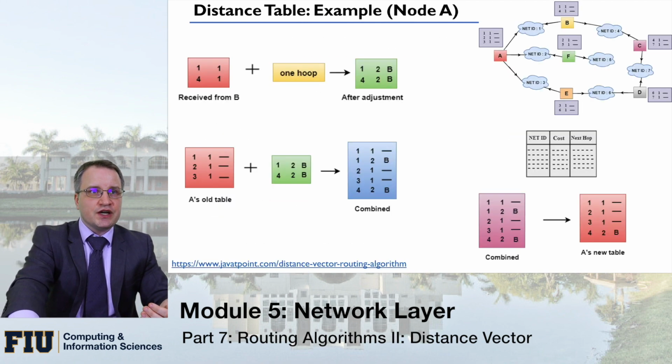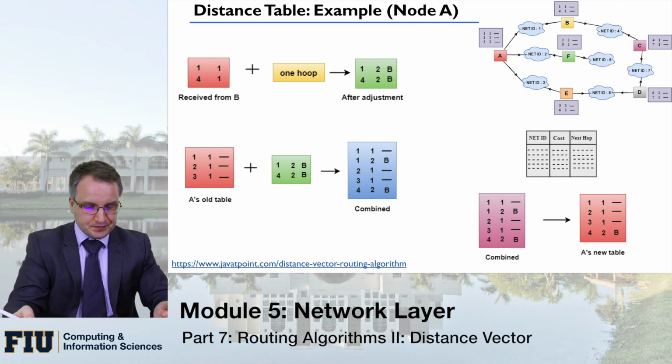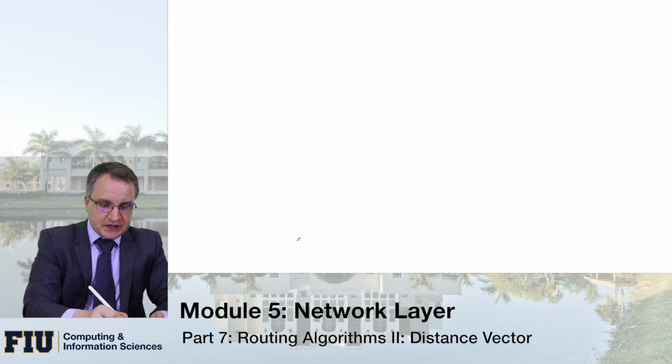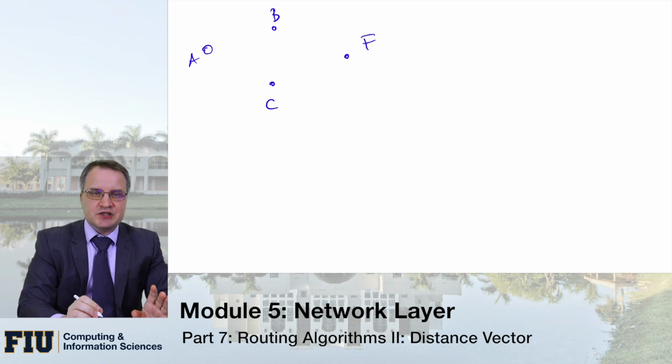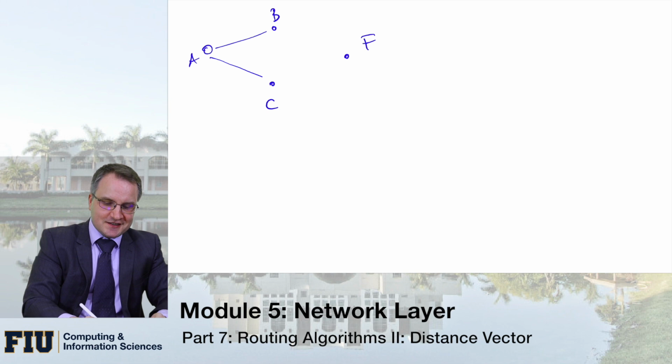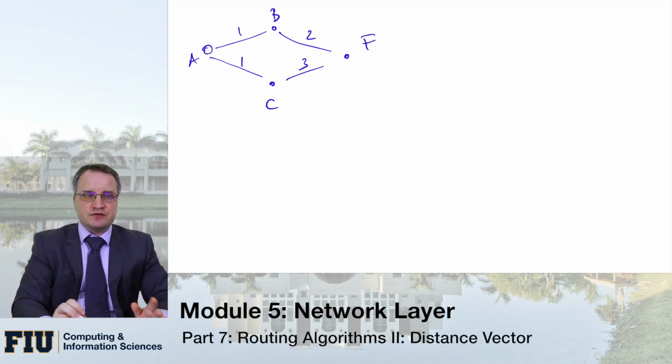But let us try to actually run the example. Let us again consider the same network of node A, node B, node C, and node F. Let me pick just these four nodes, because that would already be a little bit complex, and for simplicity I'll put 1 here, 2 here, and 3 here, just as a random example.